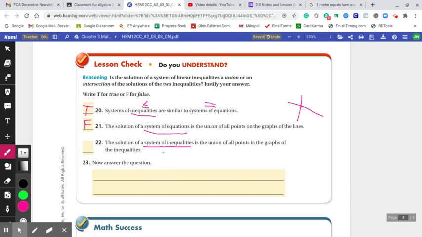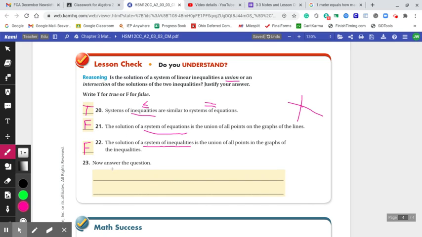22, the solution of a system of inequalities is the union of the points in a graph's inequalities. And that's false also. Remember, it's not the union. It's all the solutions that could make it true. And there's a real world example we learned before about pizza, right? Now answer the question. And the question from above is: is the solution of a system of linear inequalities a union or an intersection of the solutions of the two inequalities? Justify your answer.